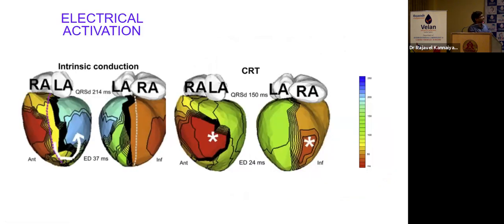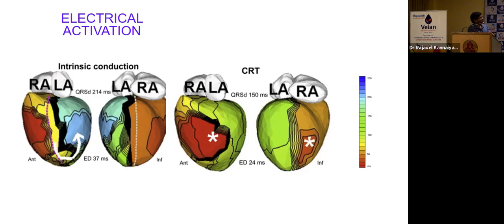This is electrical activation. The first one is the intrinsic conduction with LBBB. We can see the color scale there, showing 0 to 250 milliseconds. Blue is 250 milliseconds and 0 is the earliest activation. In LBBB, the right ventricle, in red, is activated early, whereas the basal lateral wall, in blue, is the latest activation, taking 250 milliseconds, and the septum is in between at about 100 milliseconds. So there is a delayed activation of the septum and lateral wall, which decreases the efficiency of the pumping.